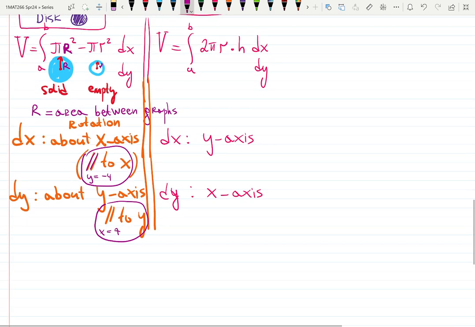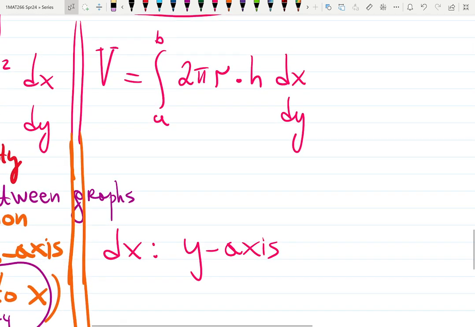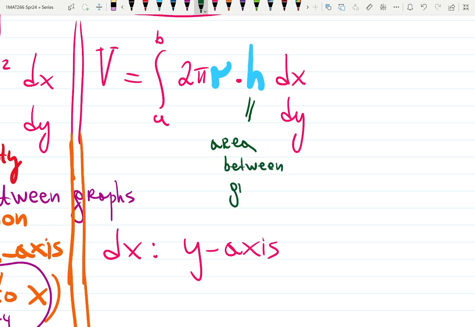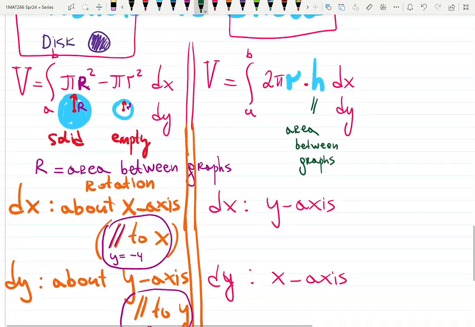Okay, now we have the formula, we understand how to use washer, we know the rotation. How about the shell method? The shell method has r and h, and those are the functions here. R matches with the variable unless there's a shift. So r usually is your x or your y unless there's a shift. H is the area between graphs. That's where 7.1 comes into the picture.